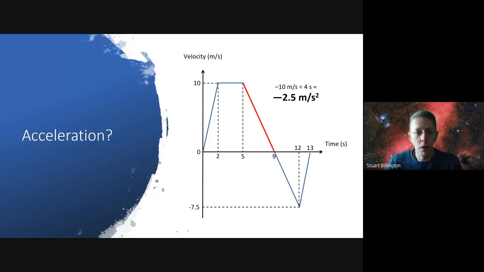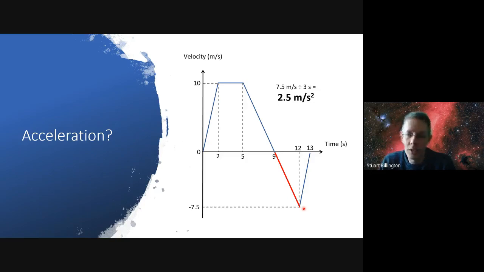Okay, next one. Have a go at this section of line. It's an acceleration below the line. We've got that it begins at 0, and then it gets faster and faster and faster and faster. The change in velocity here is 7.5 because it's getting faster and faster and faster, but in the backwards direction.